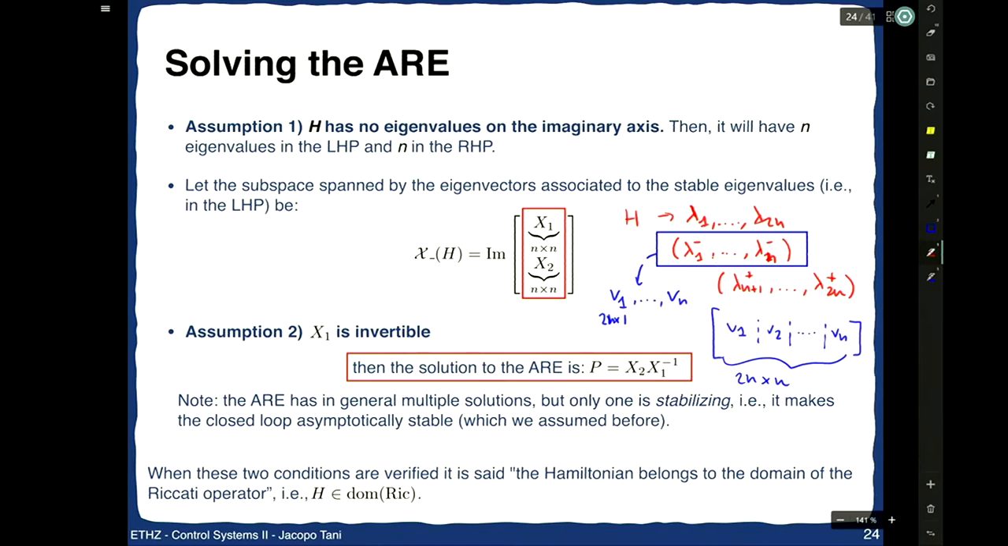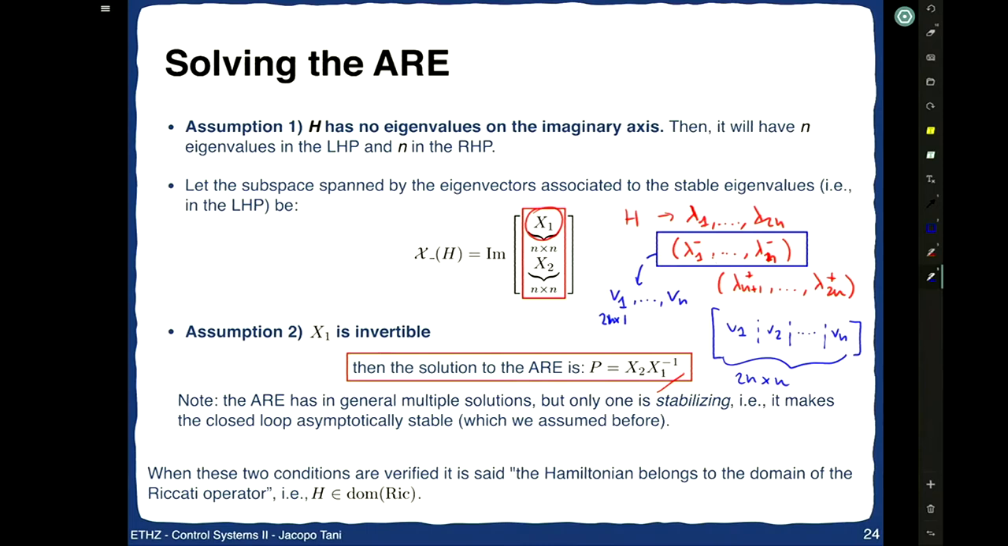So anyways, if it's possible to find these eigenvectors, and they're such that the X1 matrix is actually invertible, then we have a solution. So for now, let's just make two assumptions. We say H has no eigenvalues on the imaginary axis, no purely imaginary eigenvalues, which is the only thing that would really break down this argument, because then we couldn't say we have n on the left and n on the right. And then let's suppose again that X1 is invertible. Then the solution is given by that.